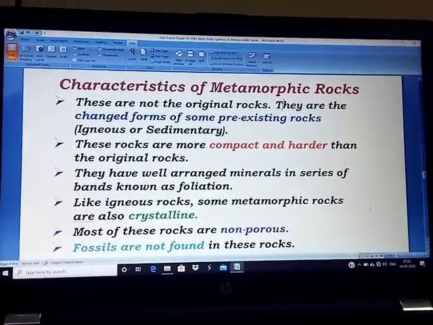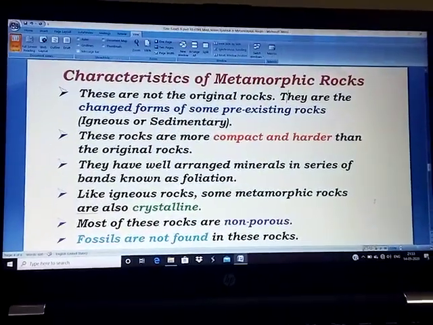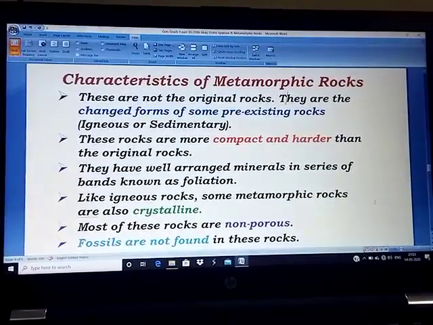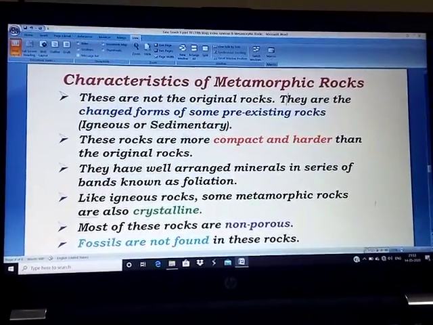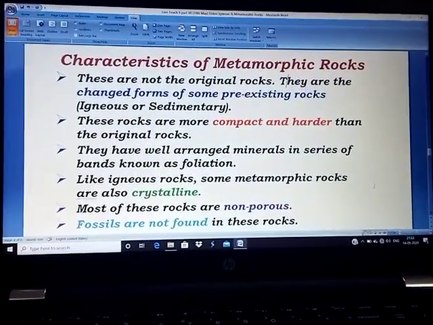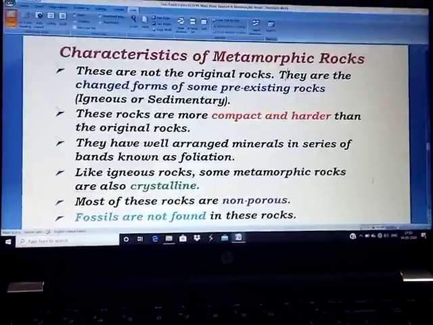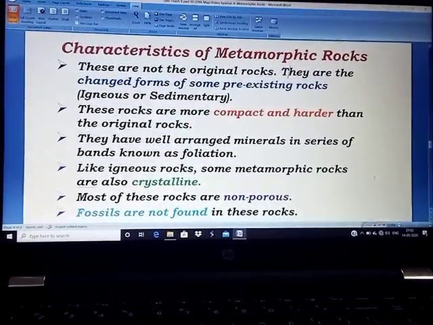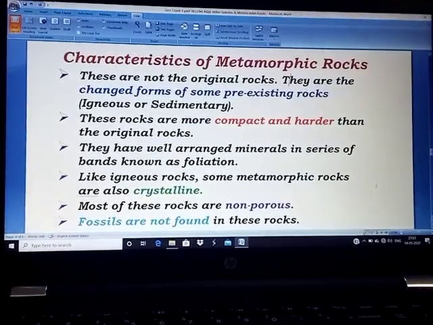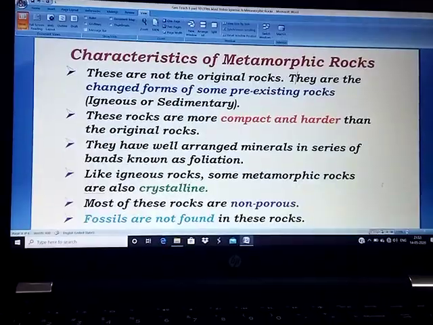Now, as I said, to some extent metamorphic rocks will be alike igneous rocks. In this category, both igneous and metamorphic rocks are crystalline. Most of these rocks are non-porous. Metamorphic rocks are also non-porous like igneous rocks. Fossils are also not found in these rocks because extreme heat will burn the fossils.